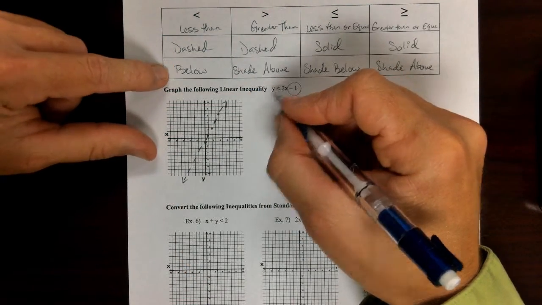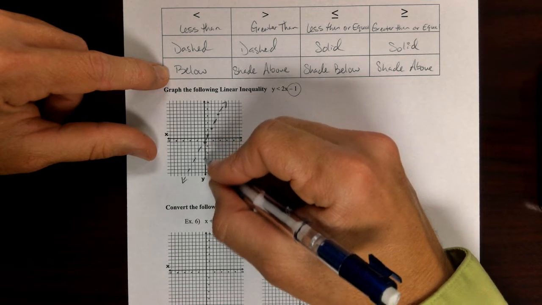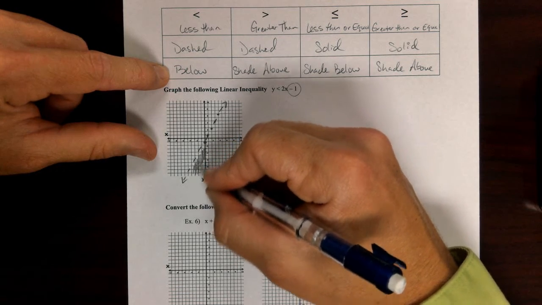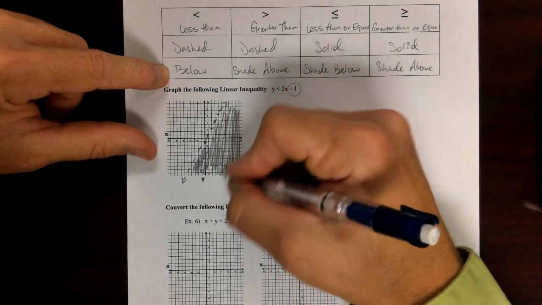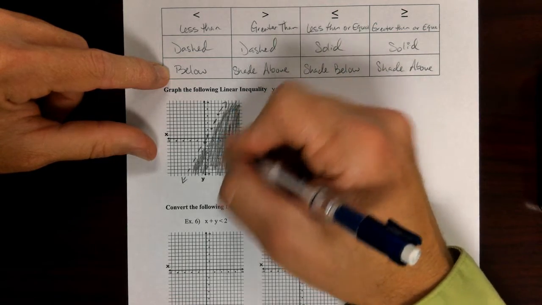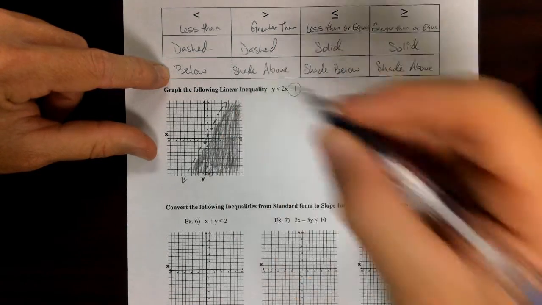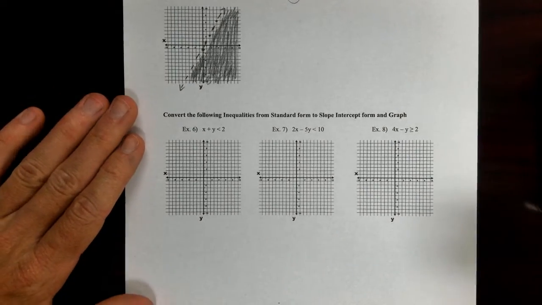And if it's less than, I shade below. So here's my y-intercept. I'm going to go down on the y-axis, and I know I'm shading down here. So I shaded below the graph, which means that all those points that I'm shading in right now are solutions to that inequality. Right? We have multiple solutions. Alright, so example 6, 7, and 8, we're going to convert to slope-intercept form, and we're going to graph.